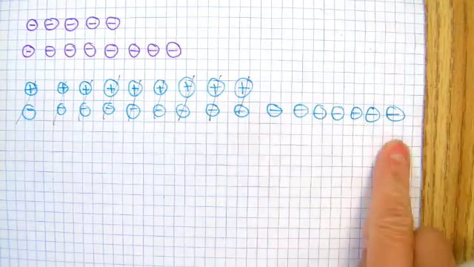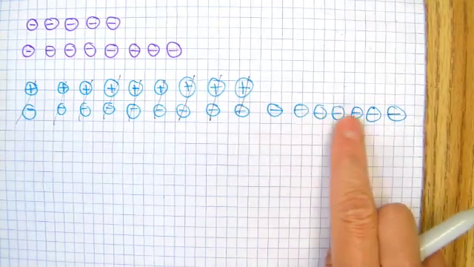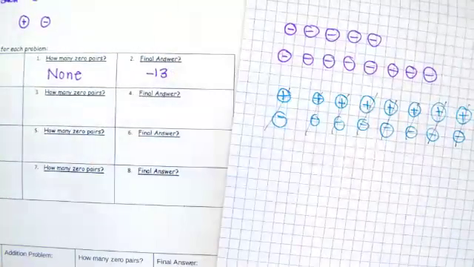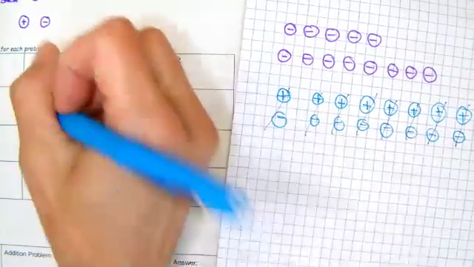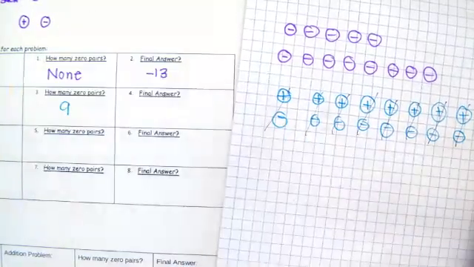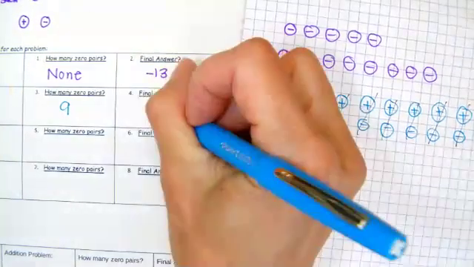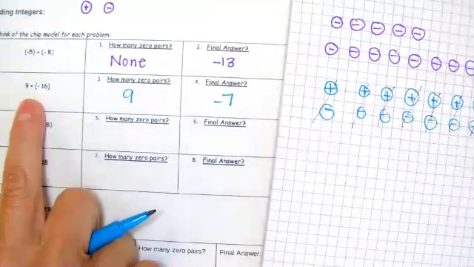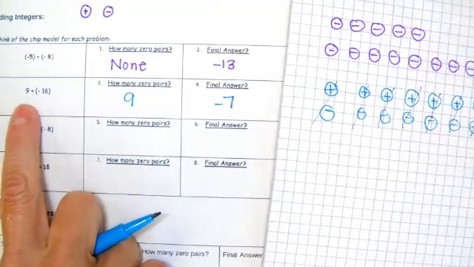So what are we left with? Our 1, 2, 3, 4, 5, 6, 7 chips, right? 7 of them, and they are negative. So how many zero pairs did we have? We had 9 zero pairs, if you count those. And what we're left with is 7 chips, and they are all negative. That's our answer.